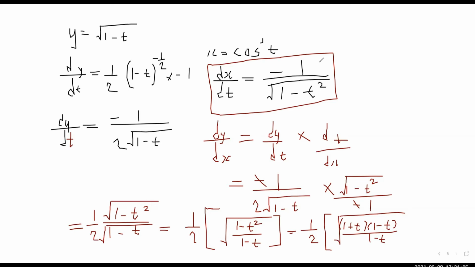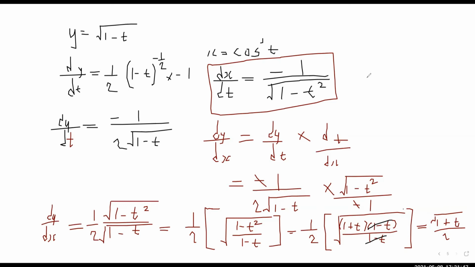So guess what's going to happen now? As we can clearly see, one minus t cancels the one minus t right here. So they cancel. And so finally, we end up that dy by dx will just be equal to the square root of one plus t over one, which you can write just as the square root of one plus t over two. That is how you do this proof right here. This would be dy by dx. So that's the proof.